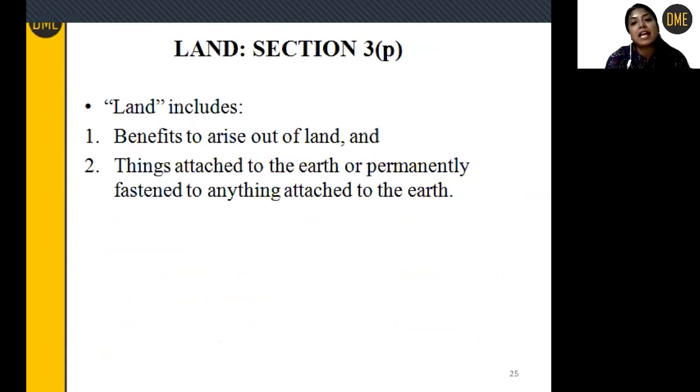Next is land, provided under section 3P. Land includes the benefits to arise out of land, and the things attached to earth and permanently fastened to anything attached to earth will be considered as land. Maybe some building is there on the land, a well has been constructed on the land. So anything which is attached to the earth or permanently fastened to the earth will also be considered as land.